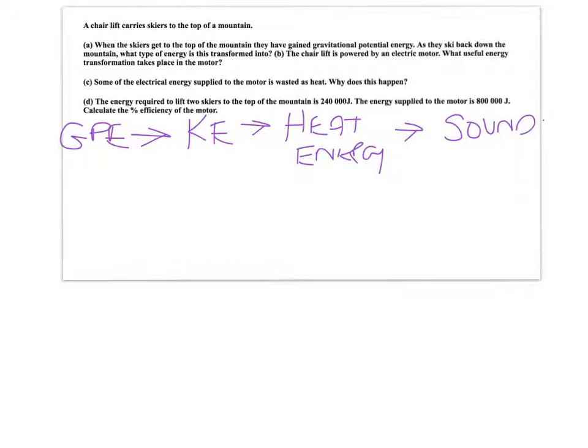Part B, the chairlift is powered by an electric motor. What is the useful energy transformation that takes place in the motor? Well, the motor is using electrical energy. That's how it's able to do some useful work. It's moving the chairlift up a mountain. That means the electrical is being transferred to kinetic. And as the chairlift travels up the mountain, the skiers are going to be gaining gravitational potential energy. So we can shorten that or abbreviate that as GPE.